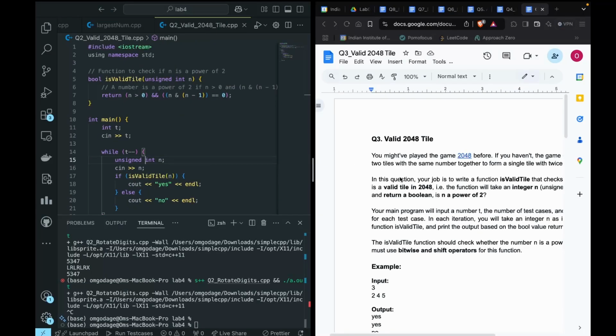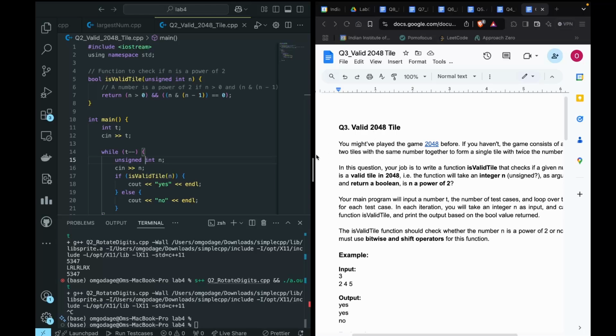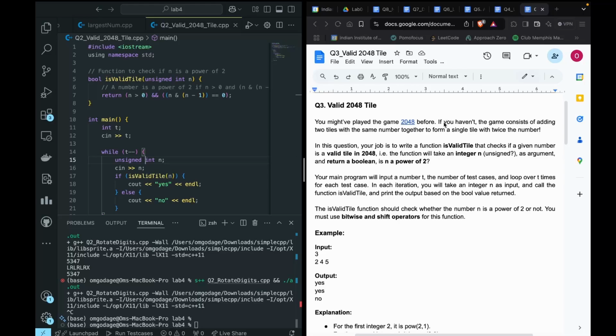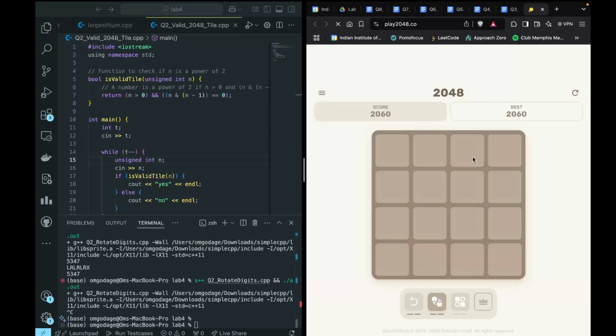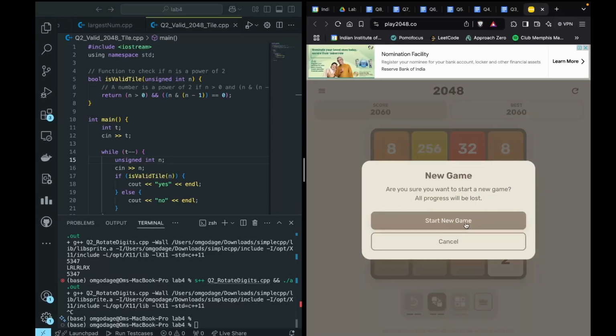Okay, now on to the third question. Valid 2048 tile. So you might have played this game before. If you haven't, I'll play the game for you all. Okay, so it starts. Wow, I was playing this some other time. Start new game.